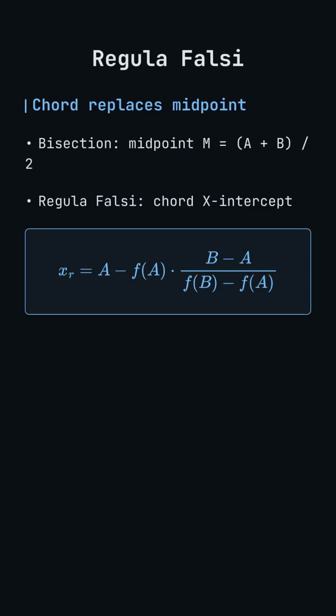Bisection always picks the midpoint, ignoring the function values. Regula Falsi draws a straight chord from A to B and takes the x-intercept of that chord as the next estimate. The bracket always remains valid, but one endpoint often stops moving.